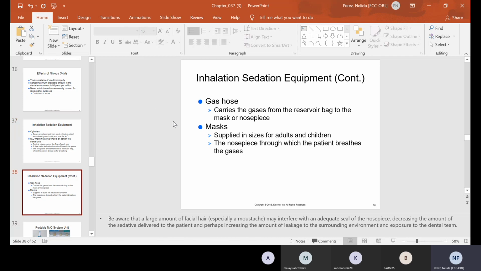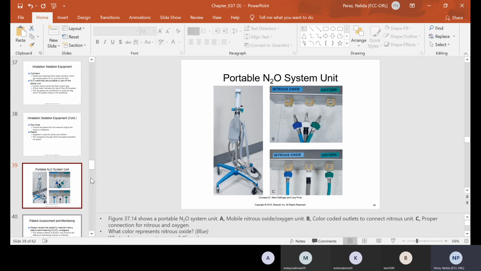Now, there's also a gas hose that carries the gases from the reservoir bag to the mask or nose piece. The mask is supplied in sizes for adults and children, and the nose piece is what the patient breathes the gases through. And this is what the portable one looks like. There's that bag that both the oxygen and the nitrous go in.